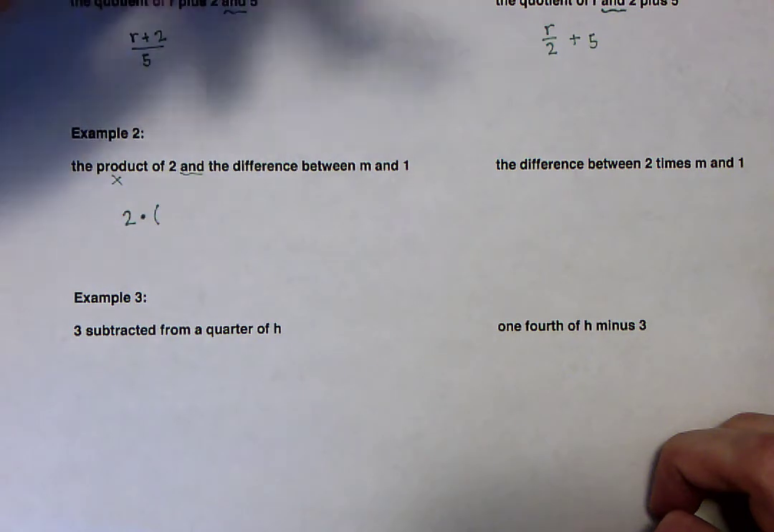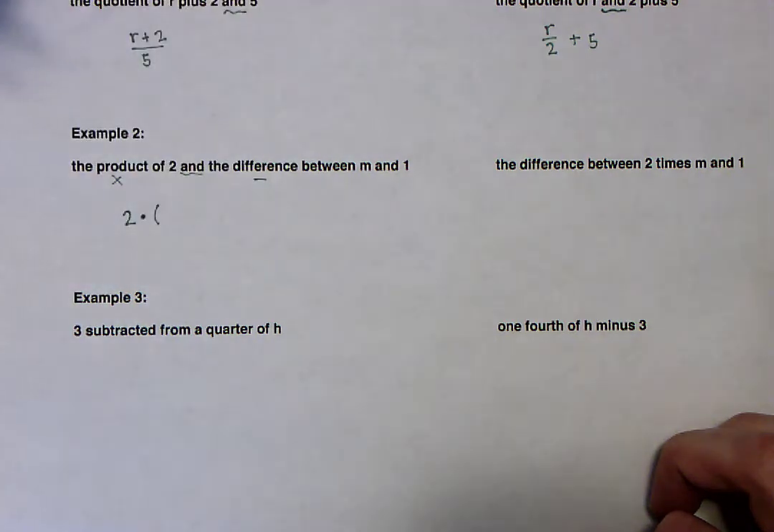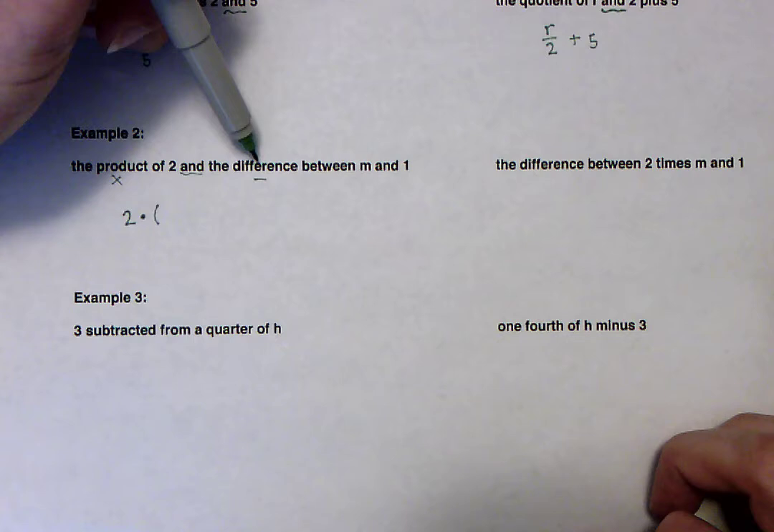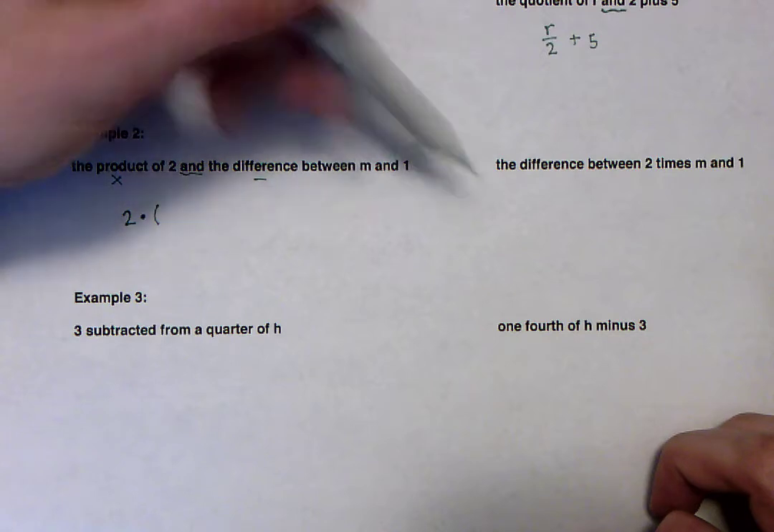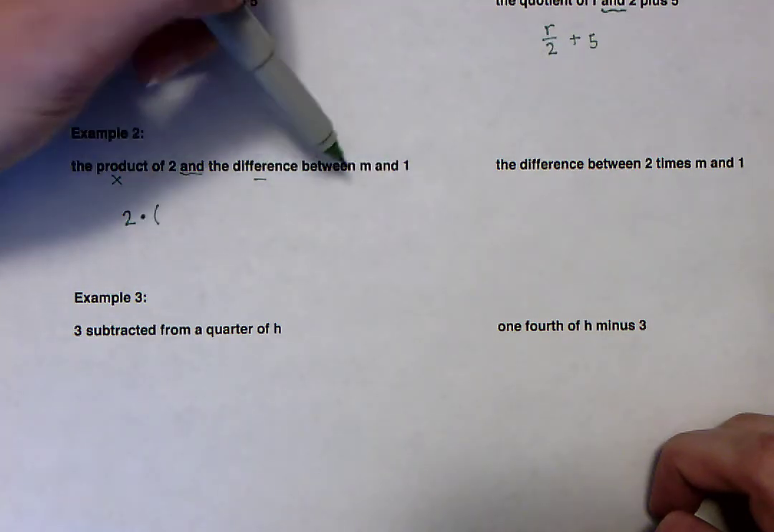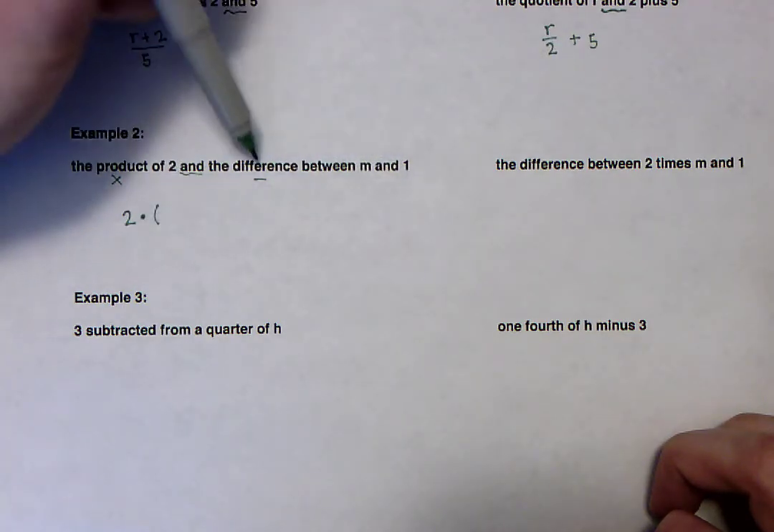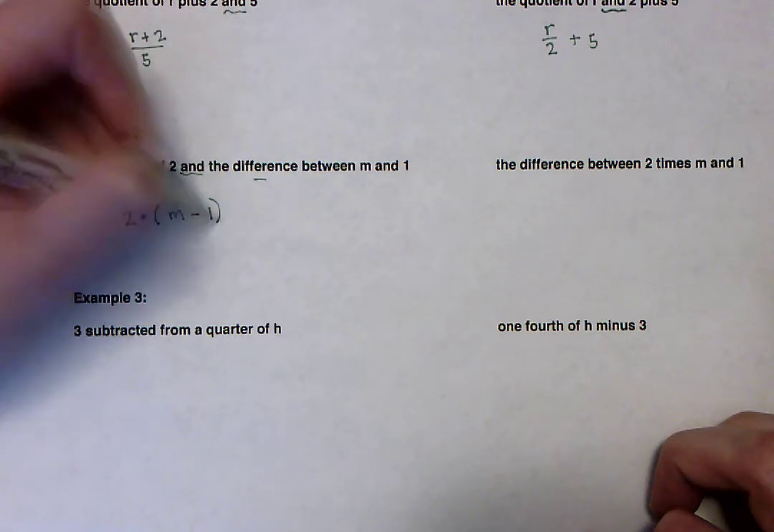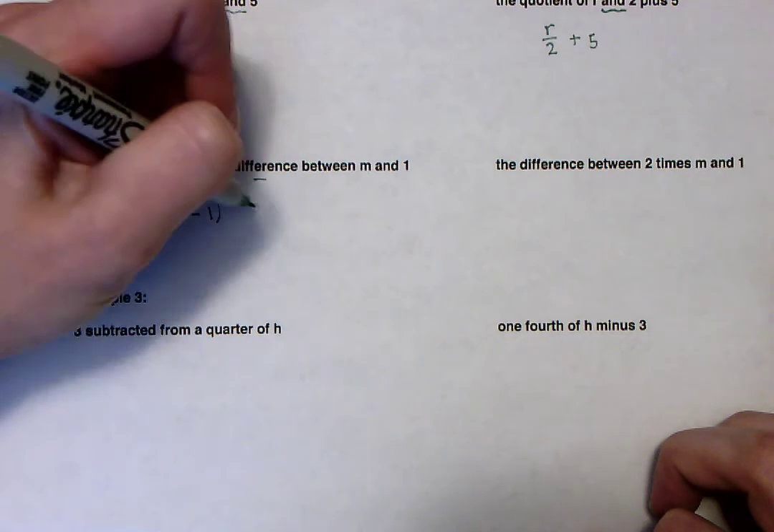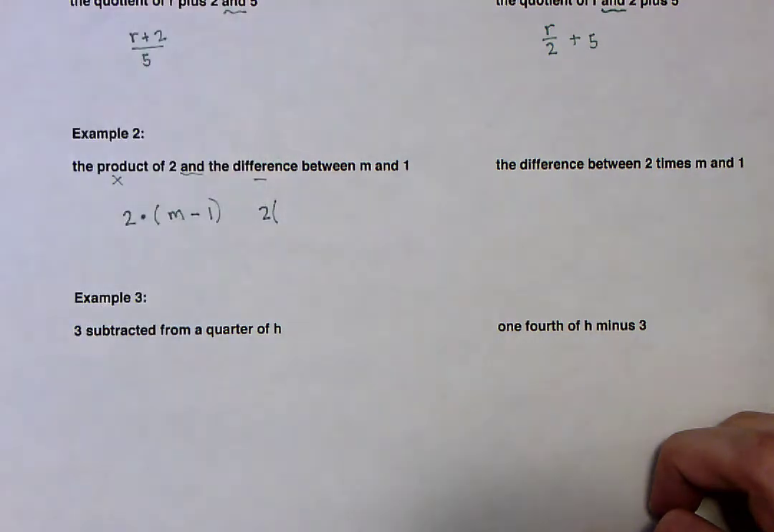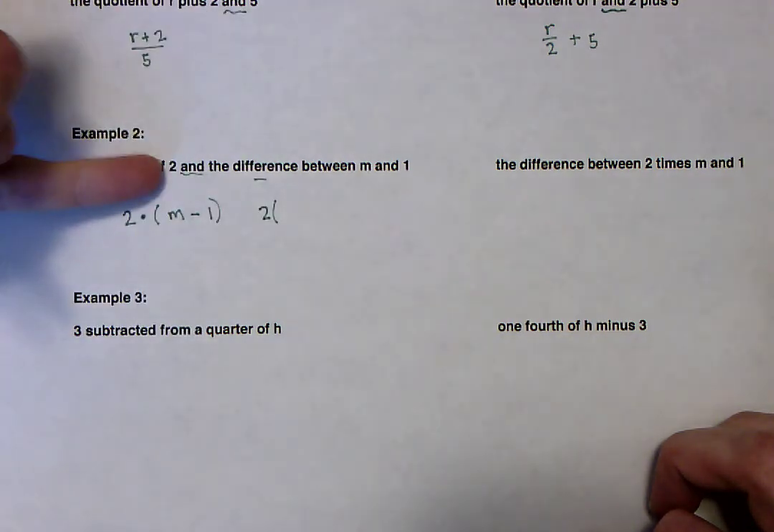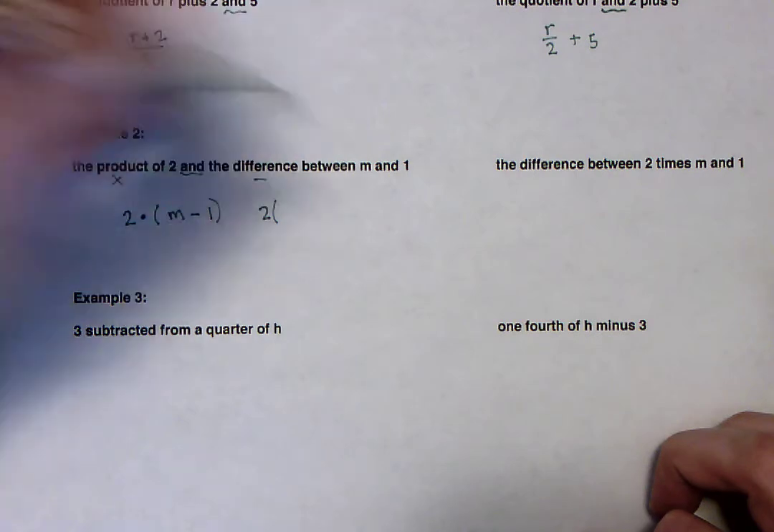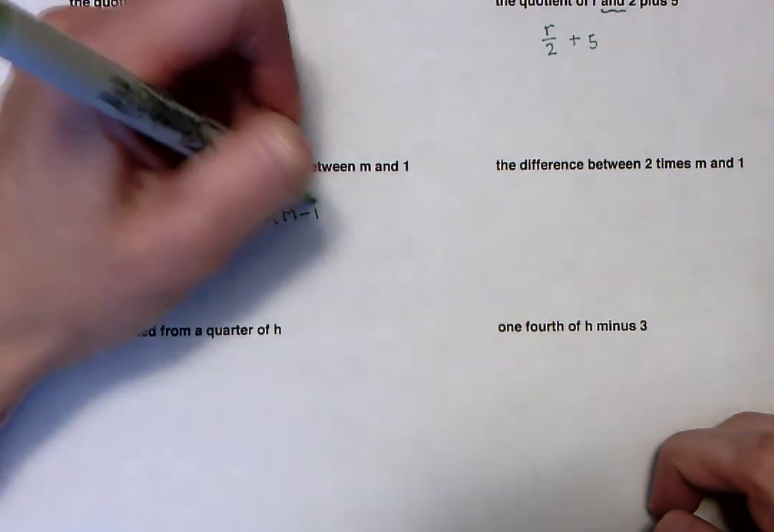Now the difference should mean subtract in your mind. Now remember, this one is not one of the ones that's reversed. When it tells you the difference between something and something else, you actually go in the order you see it from left to right. So it's the difference between m and 1. So we say m minus 1. You can also write this just with the 2 out in front. The product of 2 and the difference between m and 1, you can just write it like this.